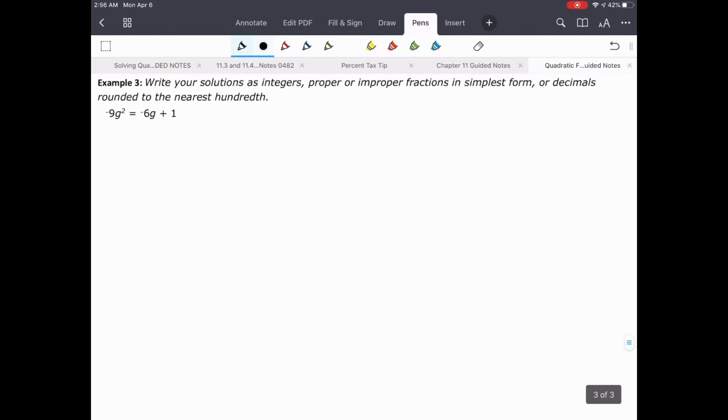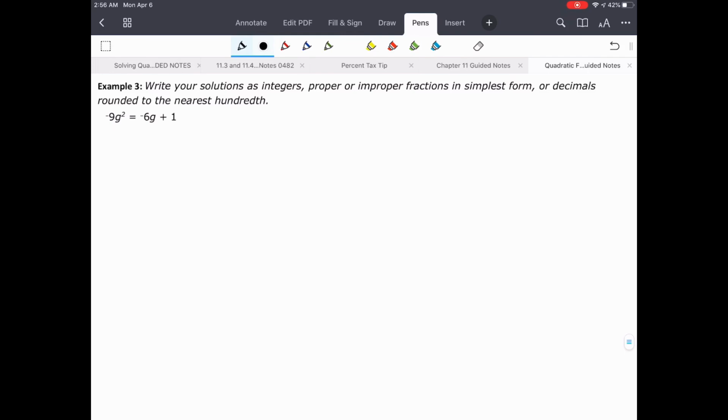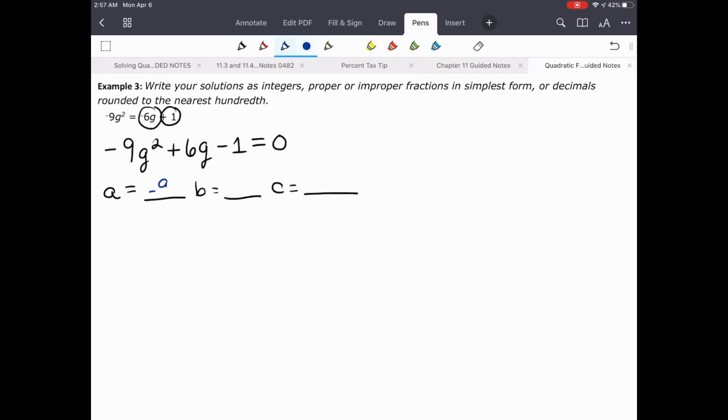Now to our last example here, you will notice that again, this is not in standard form. So we want to get everything over to one side and get the other side of the equation equal to 0. So I'm going to keep the negative 9g squared where it is. I'm going to move the negative 6g over, so make that positive 6g. I'm going to move positive 1 over, make it minus 1, and then set that all equal to 0. And then once that is the way you want it, you have your a, b, and c values. So your a is negative 9, your b is 6, and your c is negative 1.